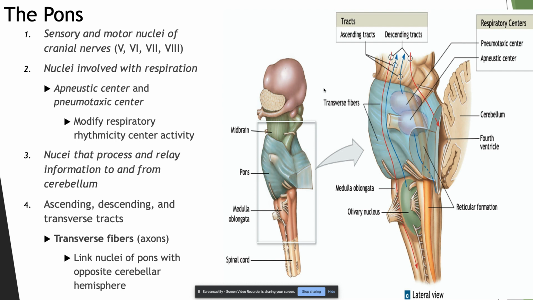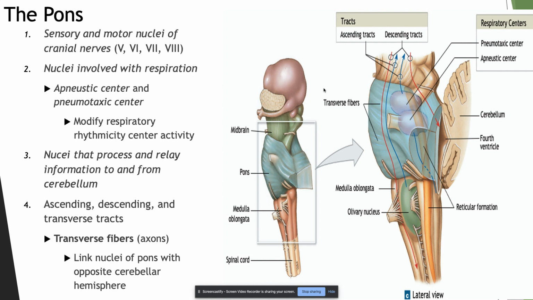Two, the nuclei involved in the control of respiration. On each side of the pons, the reticular formation in this region contains two respiratory centers, the apneustic centers and pneumotaxic centers, and these centers modify the activity of the respiratory rhythmicity centers in the medulla oblongata. Three, the nuclei and tracts that process relay information sent to or from the cerebellum. The pons links the cerebellum with the brainstem, the cerebrum, and the spinal cord. And four, ascending, descending, and transverse tracts.